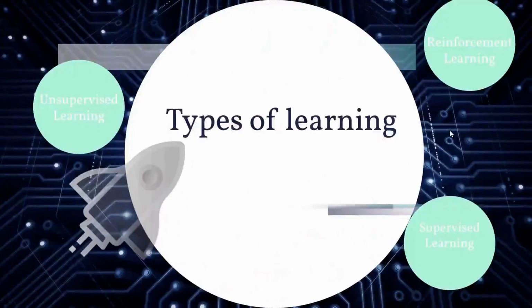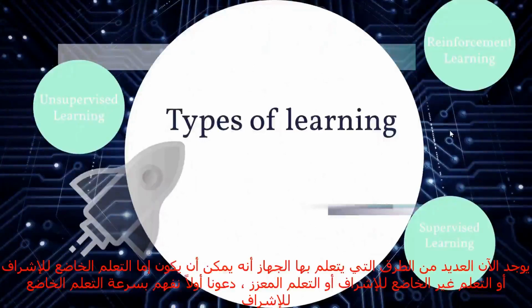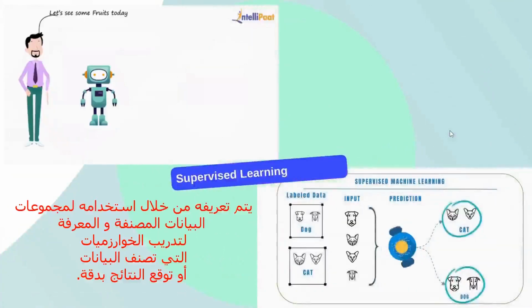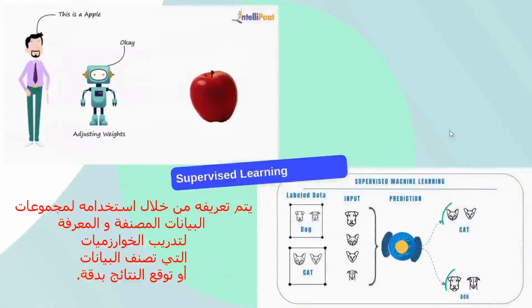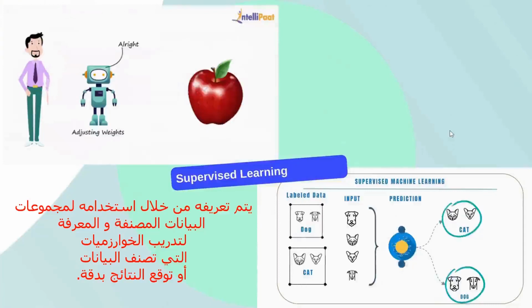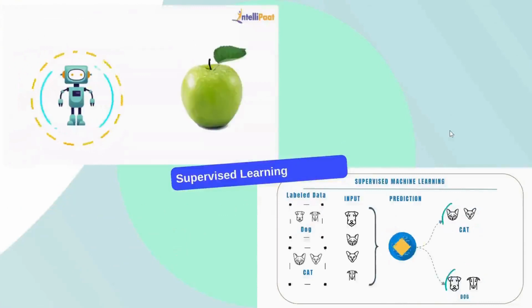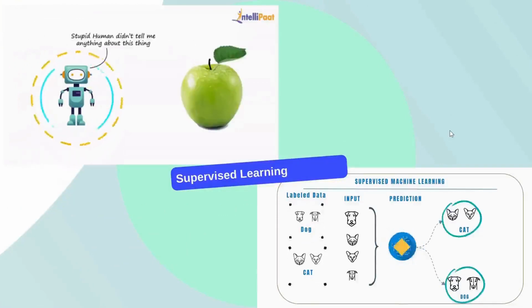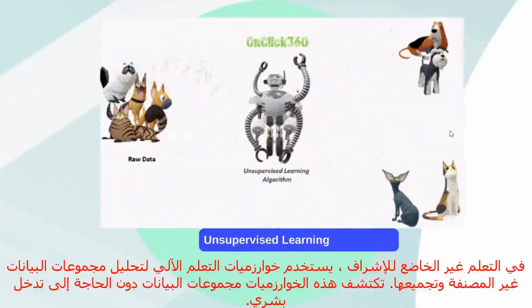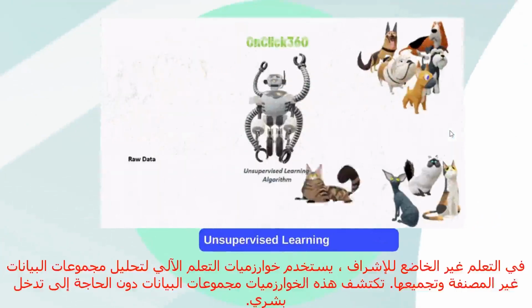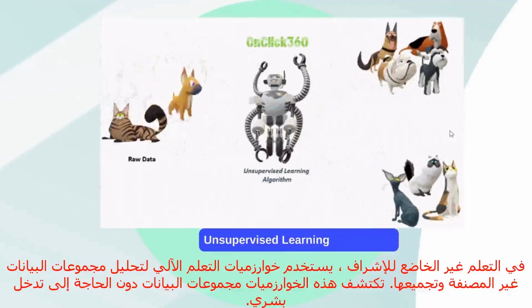Now, there are many ways in which the machine learns. It could be either supervised learning, unsupervised learning, or reinforcement learning. Let's first quickly understand supervised learning. It is defined by its use of labeled data sets to train algorithms to classify data or predict outcomes accurately. And unsupervised learning uses machine learning algorithms to analyze and cluster unlabeled datasets. These algorithms discover data groupings without the need for human intervention.